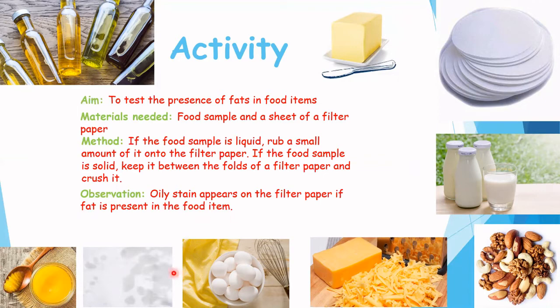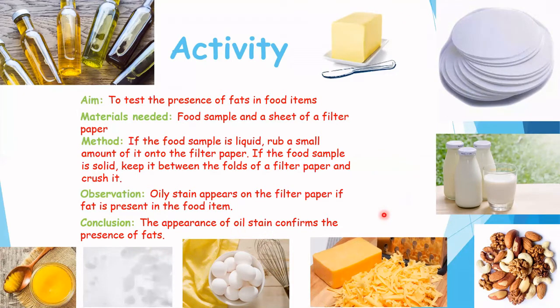You can see this image. Here oily stain appears. So we conclude. So here fat is present. Conclusion. The appearance of the oil stain confirms the presence of fats. So in this experiment we conclude that if the oil stain appears on the piece of paper, the fats are present in that particular food item.